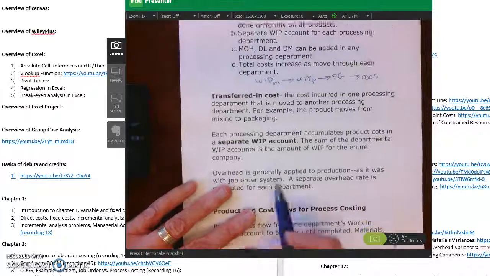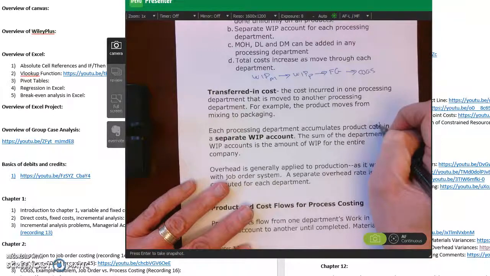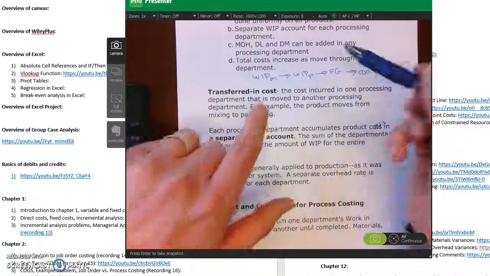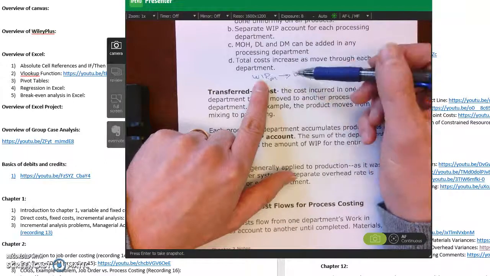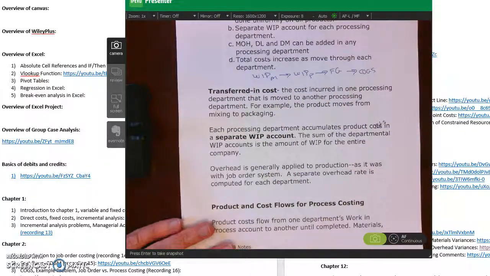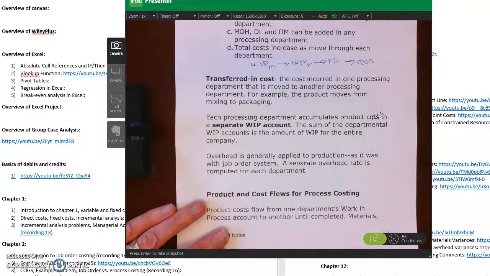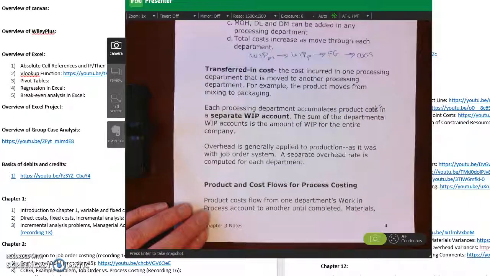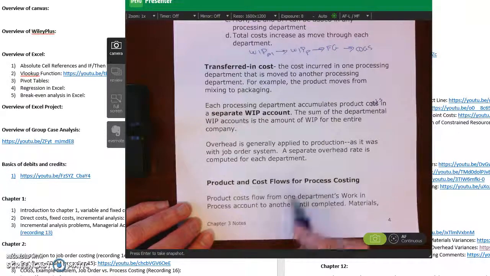Okay? What I said over here, each processing department will accumulate product costs in a separate WIP account. So we would have WIP mixing, WIP packaging, and if I wanted to know total WIP for this company, and these are the two processing departments, I would add WIP mixing to WIP packaging to get total WIP. Overhead is typically applied to production just as it was with the job order costing system, where we take our total estimated overhead divided by our total estimated allocation base and multiply it times the amount of allocation base used. We will use a separate overhead rate for each department.